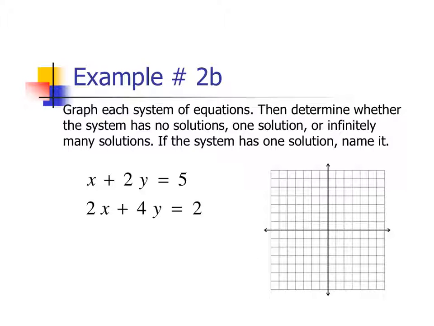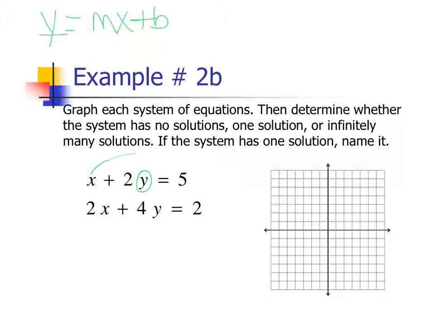Alright, so here's our next example. On this one, it's not already in slope-intercept form, so we're going to have to put it in slope-intercept form. So we're going to do that with the first equation. Slope-intercept form is y equals mx plus b. I'll write that at the top. And what that means is we want y by itself.